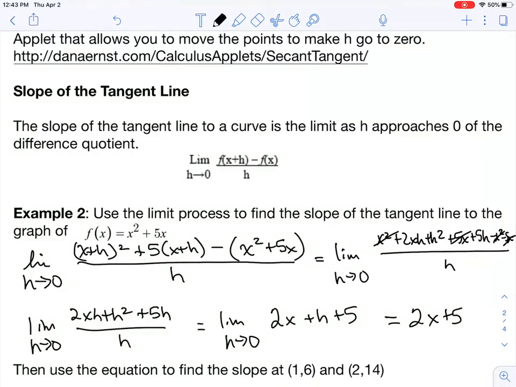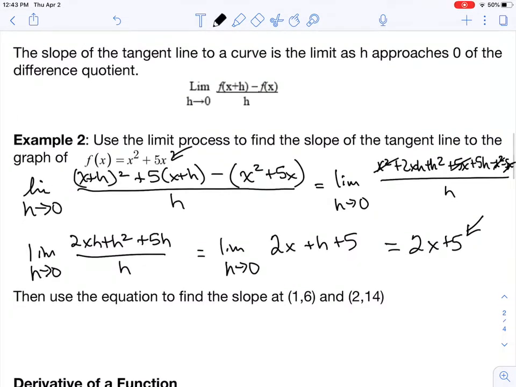So for any point on the graph of this parabola, this will be the slope of the tangent line at that point. So now let's use it to find the slope at the point (1, 6) and the slope at the point (2, 14). If you think about the parabola, (1, 6) will have a slope, and (2, 14) will have another slope.